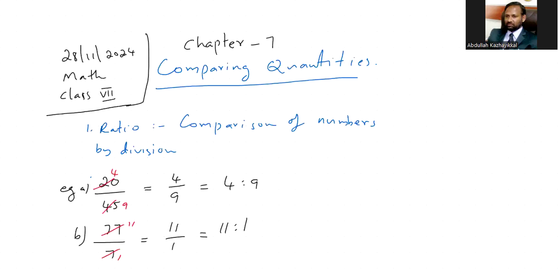Hi children, today we are talking about chapter 7, comparing quantities. This is from class 7. We are comparing quantities, which means we can compare numbers, like 2 kilogram and 5 kilogram. The first thing we see is ratio. Don't confuse ratio and fraction. Ratio is the comparison of numbers by division.